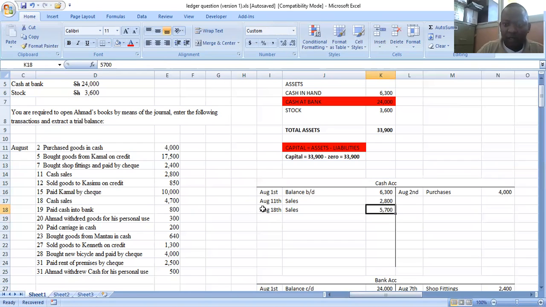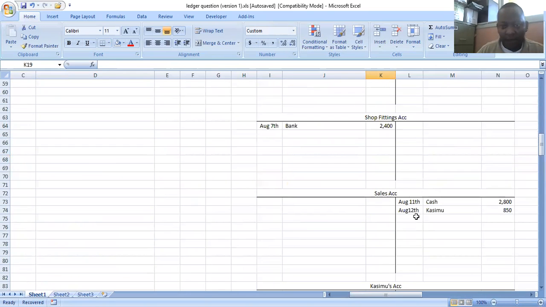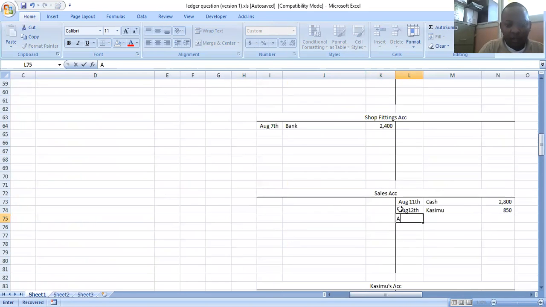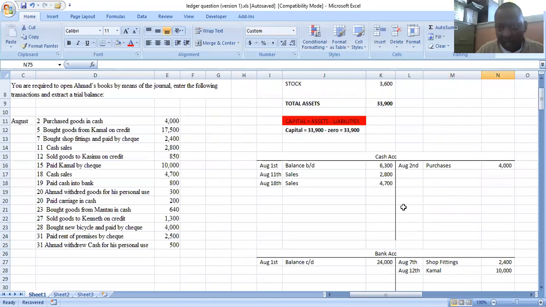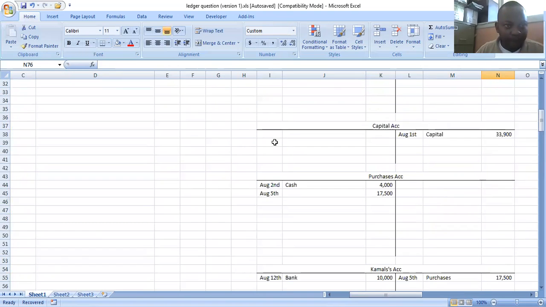Sorry, it's 4,700. And then credit sales by cash 4,700. That is on August 18th. Credit sales by cash, and the amount is 4,700. We proceed.